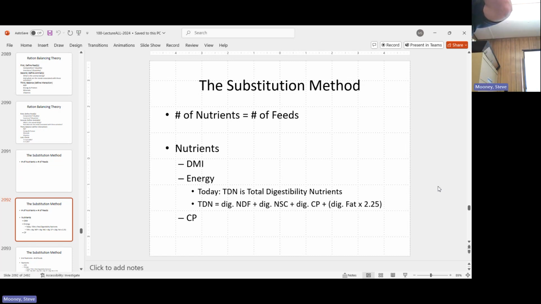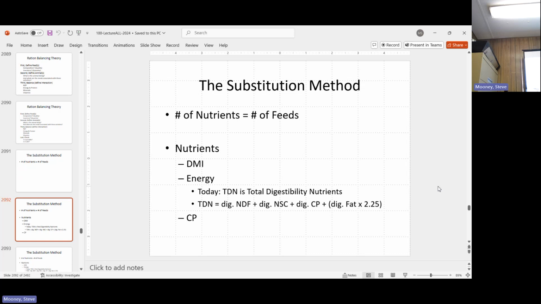The nutrients that we're going to work with are dry matter intake. How much groceries is that cow going to eat? We're going to use some measure of energy. Today we'll use TDN. It's kind of antiquated, but it's going to serve our purposes well today. TDN is total digestible nutrients.